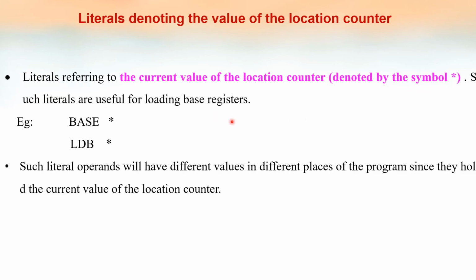Another usage of literals is to denote the value of the location counter. For that purpose, the star symbol is used for the current value of the location counter. For example, BASE *. BASE is an assembler directive. Then LDB * means the base register is loaded with the current value of the location counter. So star denotes the current value of the location counter. Such literal operands will have different values in different places because the location counter value changes.